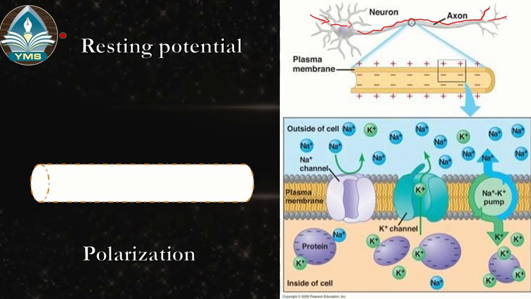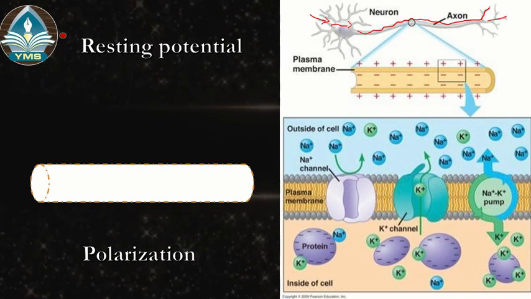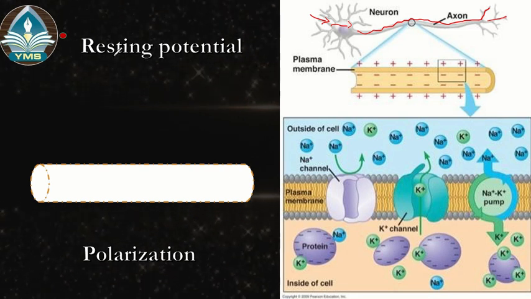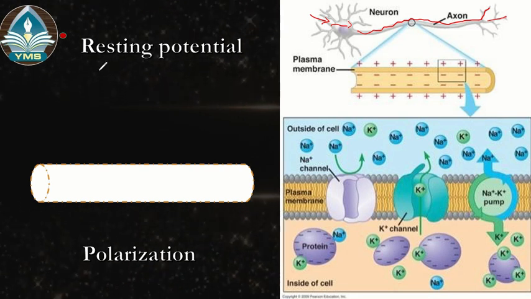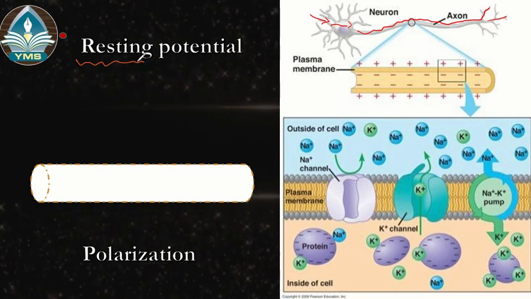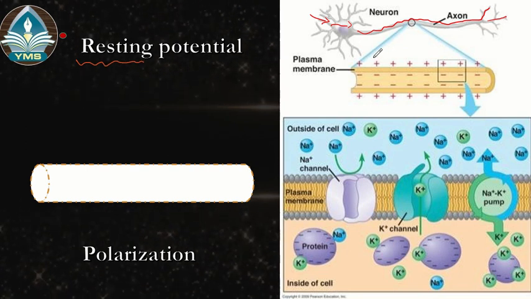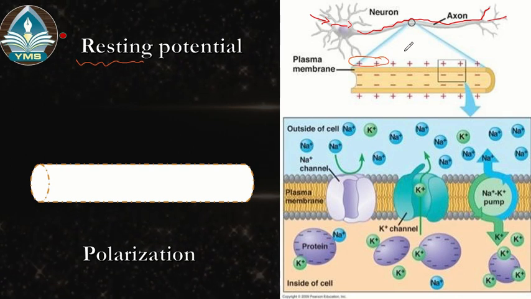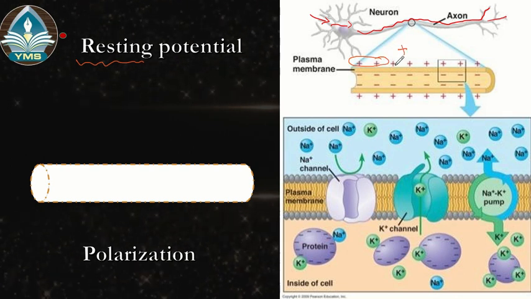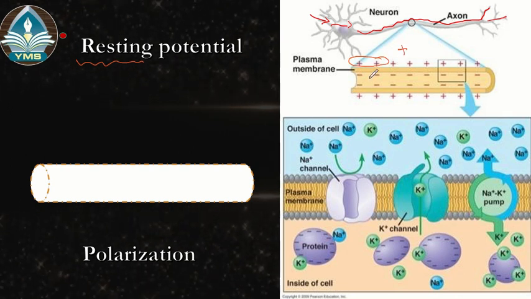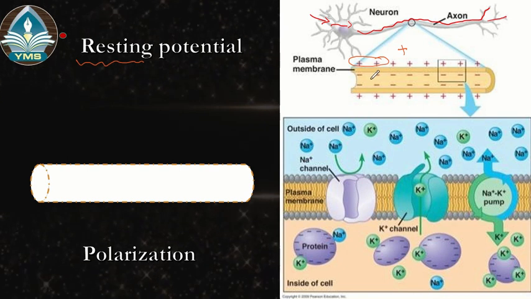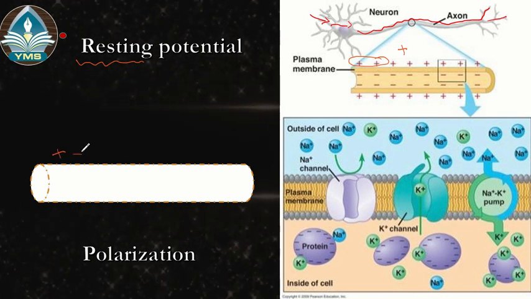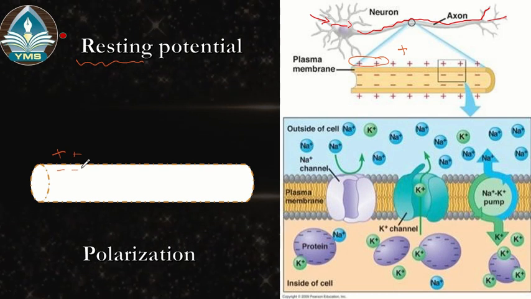We need to see how the neuron is before any stimuli. Before any stimuli, if you look at the state of the neuron, we call it resting potential. So at resting potential, the outside of the neuron is positively charged, and the inside of the neuron is negatively charged. And why is that?